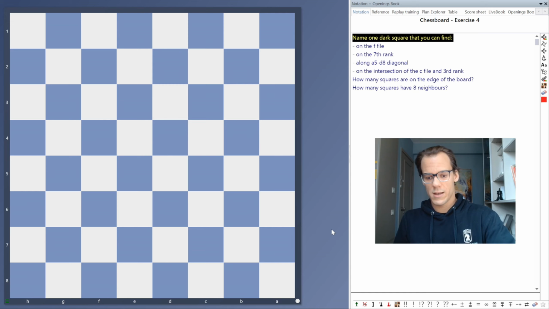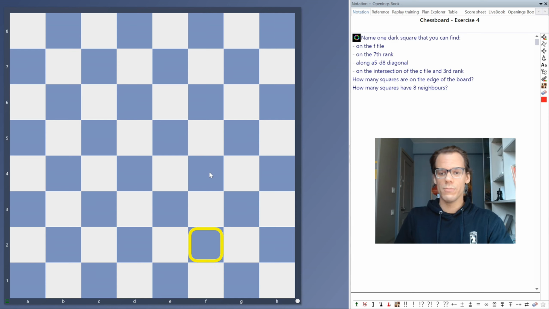Next, name one dark square that you can find on the F file. You can pause the video. So we have F2, F4, F6, and F8. Name one dark square that you can find on the 7th rank. We have A7, C7, E7, and G7.